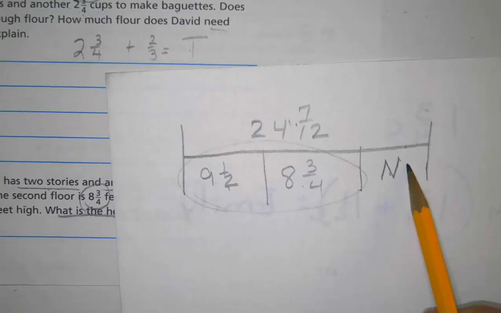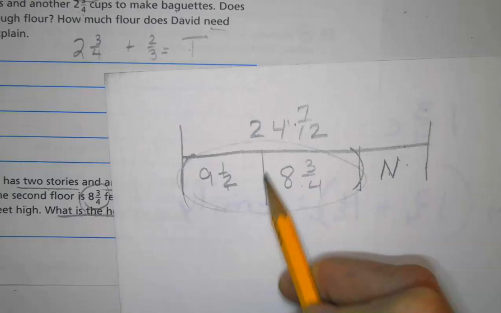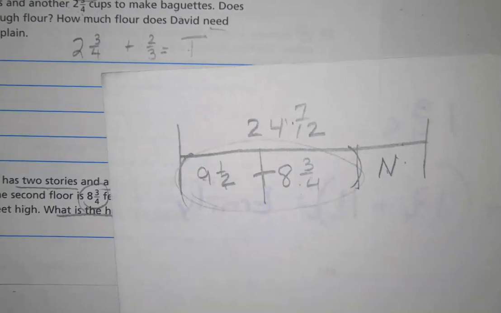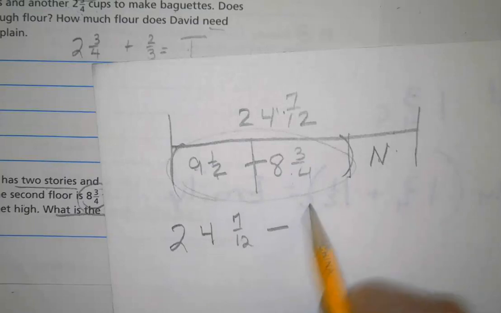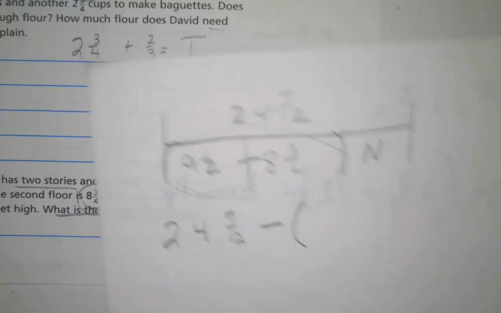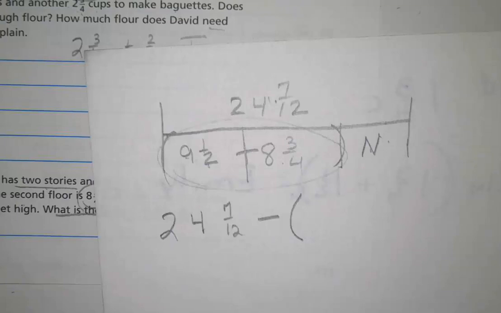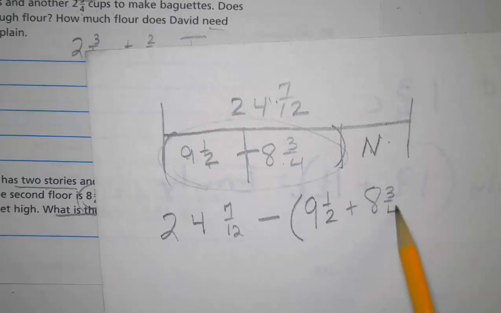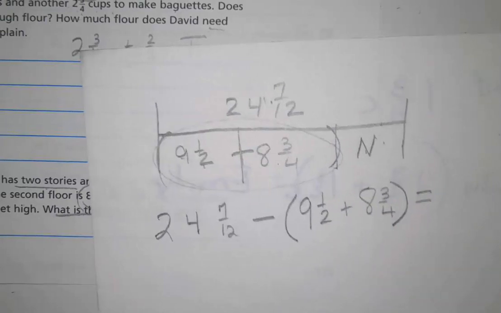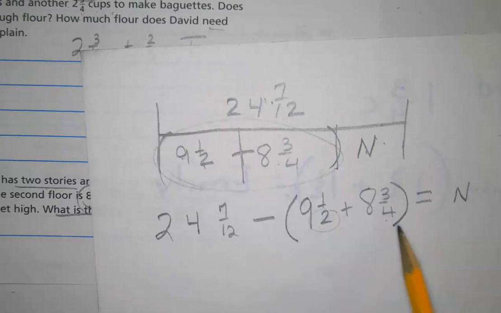So how do I solve that? I'm going to have to add these 2 together. So this is going to be several steps. 24 7/12 minus, and I'm using parentheses because remember, parentheses means do that first. And then what I'm left with is going to be my answer. So you can see I need to add these 2 first, get common denominators, and then subtract it from this.